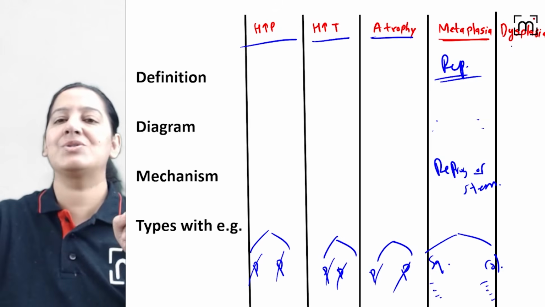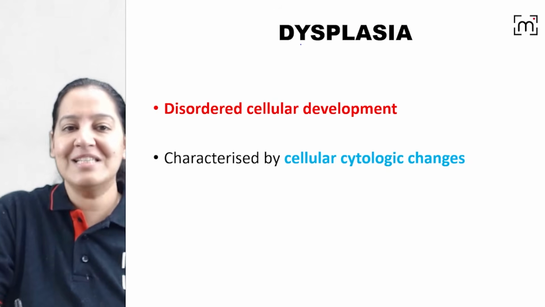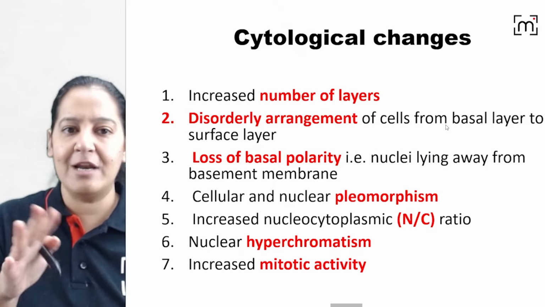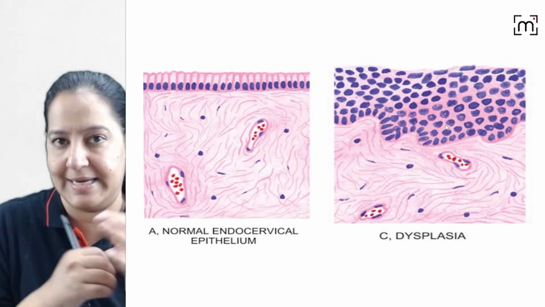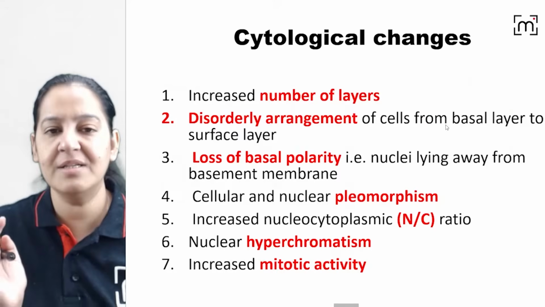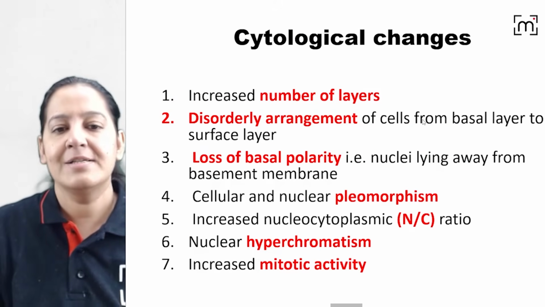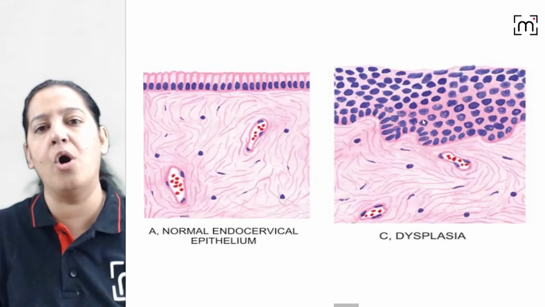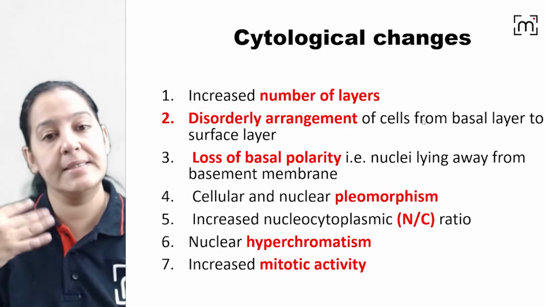Now coming to the last one, dysplasia. So dysplasia, dys means disordered cellular development. Here some cellular changes, 7 changes, will take place which will lead to pre-malignancy. So the definition is disordered cellular development. It is a pre-malignant condition, right? So there are 7 changes which may be taking place in this diagram. I will show you all the 7 changes here so you can understand what is dysplasia.